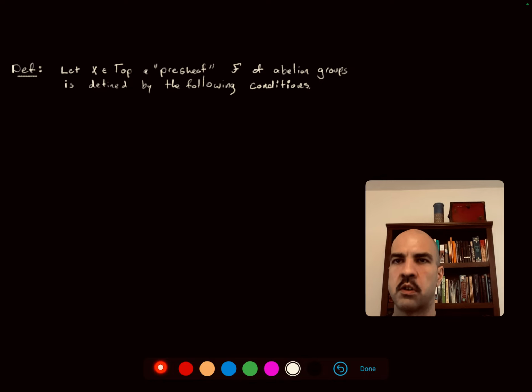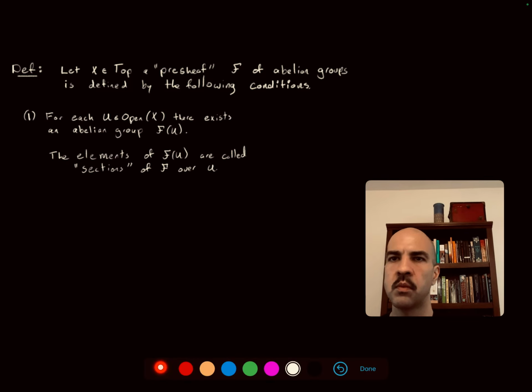sets, we're just going to consider it to be abelian groups because that's the easiest one to work with. We're going to say it's defined by these following conditions. For each object in the open sets, there exists an abelian group where we're just going to apply that functor, and that's going to be an abelian group because we just decided it was an abelian group. So the elements of this functor applied to this open set are called the sections of F over U.